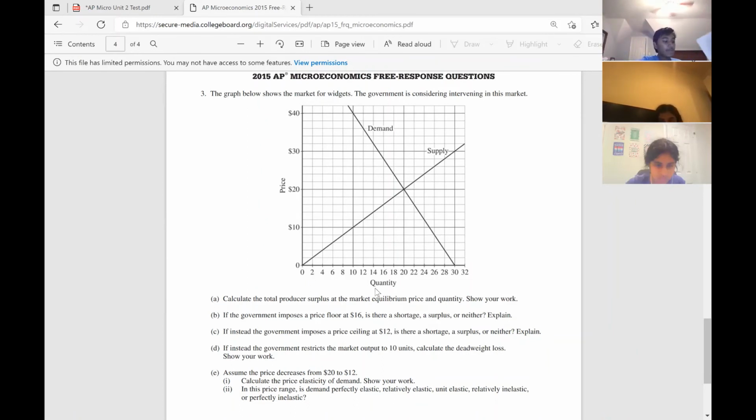So I'm actually not going to do that question as well because we haven't learned the specifics of producer surplus yet. No? Okay, so I'm going to skip that as well. So next question, I'm going to have to use the annotate feature because this doesn't allow me.